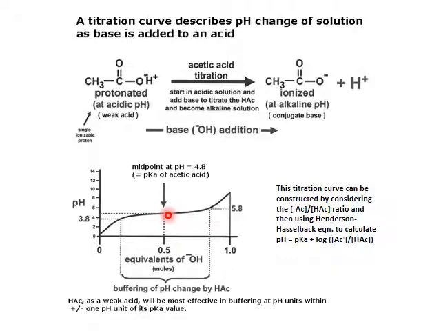You can continue to titrate. The pH doesn't change very much in these regions until you start to get towards the end point, and then the pH will rise rapidly as you add the final equivalence of base to completely titrate the acid.